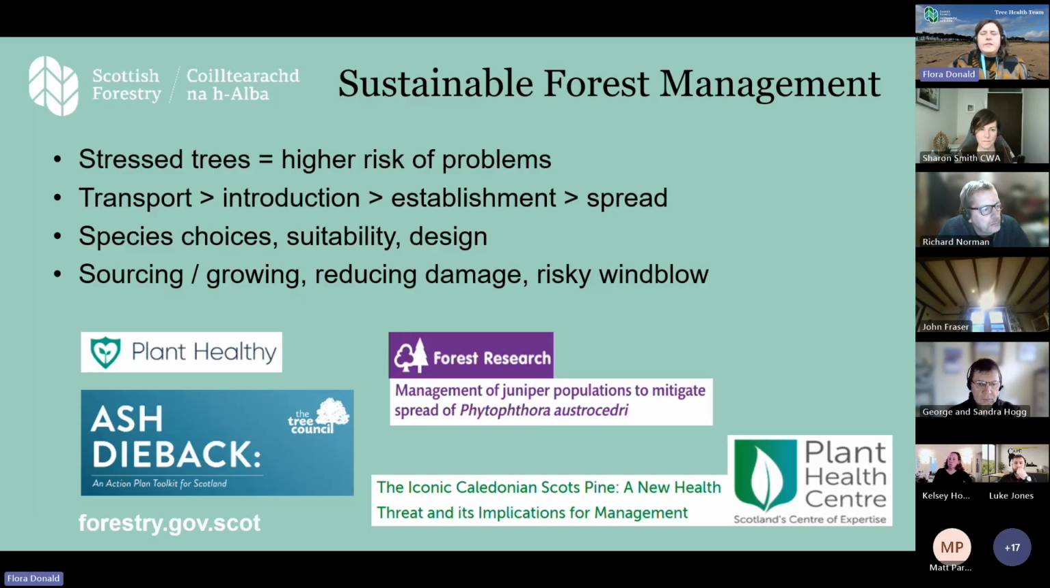Matt talked about the disease cycle. I sometimes call it a pathway. It still has these four stages: transport, introduction, establishment, and spread. A pest or disease population has to be able to maintain itself at each of these stages in the pathway to reach the next one. So you have an opportunity at each of those stages to intervene or to try to do something that either slows it down or actually eradicates it from your site.